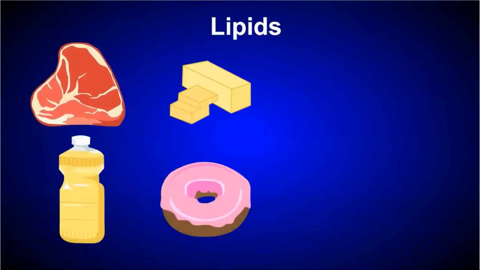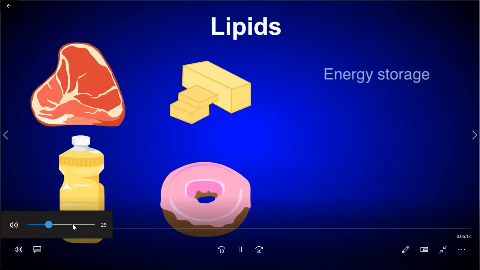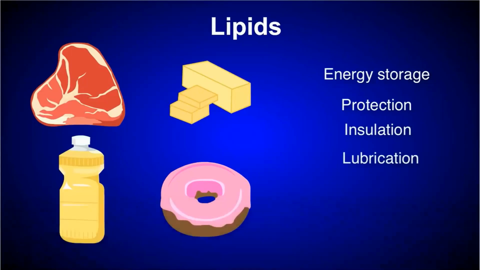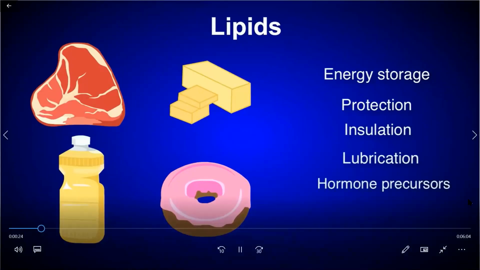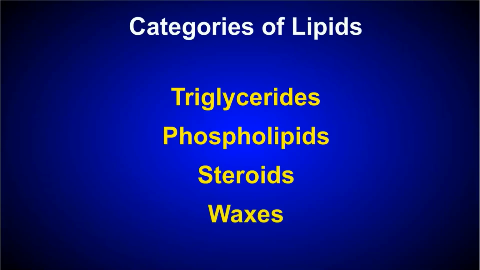Lipids are a group of hydrophobic biomolecules that play important roles in living organisms. While the primary function of lipids is long-term energy storage, lipids are also used for protection, insulation, and lubrication. They also act as precursors for some hormones and are a key component of cell membranes. There are 4 basic groups of lipids: these are triglycerides, phospholipids, steroids, and waxes.